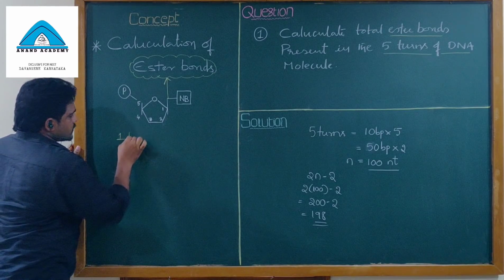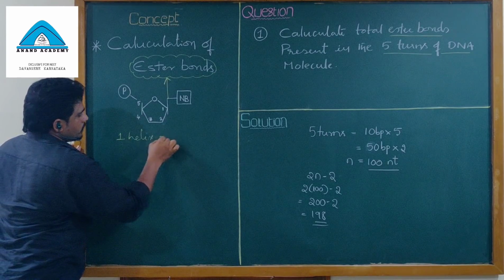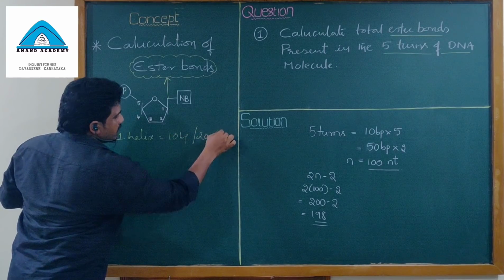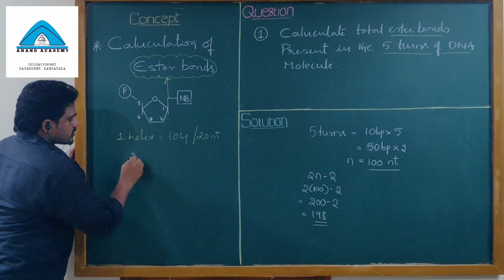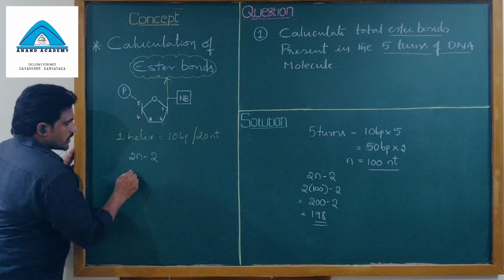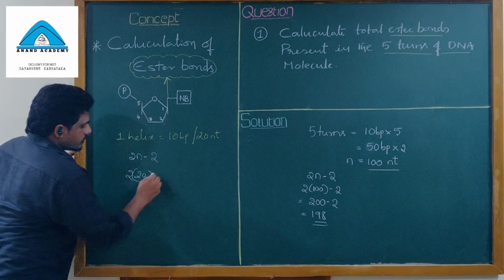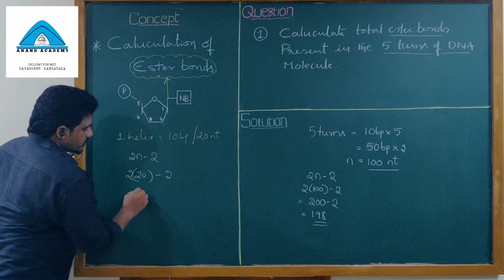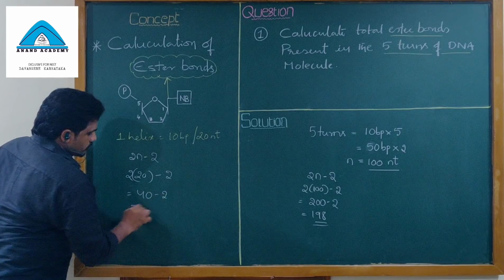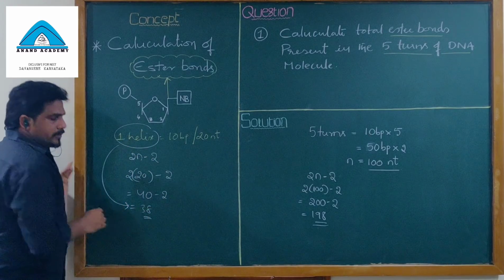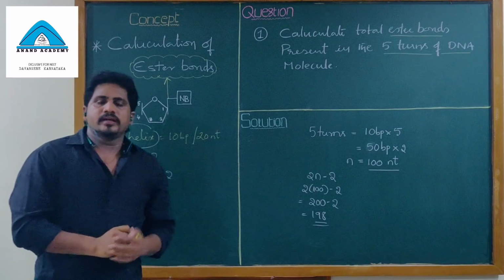For one helix, 10 base pairs or 20 nucleotides are there. The formula is 2n minus 2. Here 2 into 20 minus 2, that is equal to 40 minus 2, 38. For one helix you will get 38. One helix is equal to one turn.